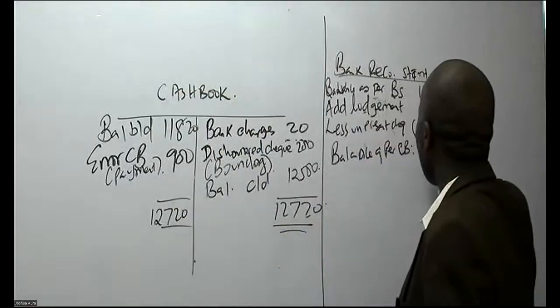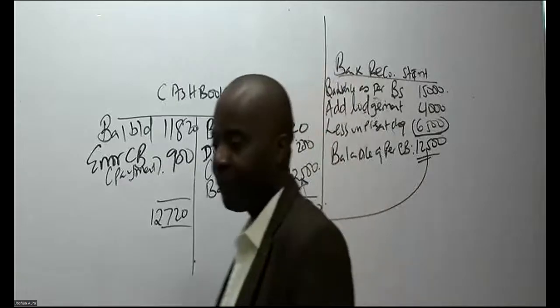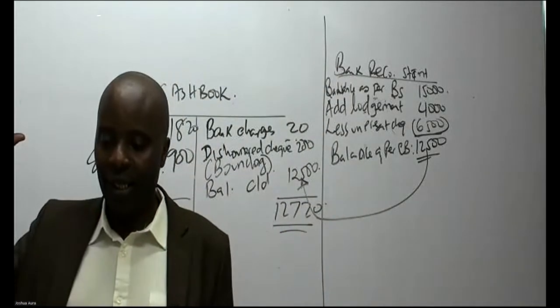12,500. So are you seeing some kind of a reconciliation? Are you seeing some kind of an agreement? 12,500. Is that okay?